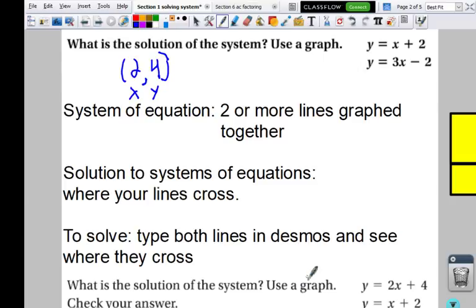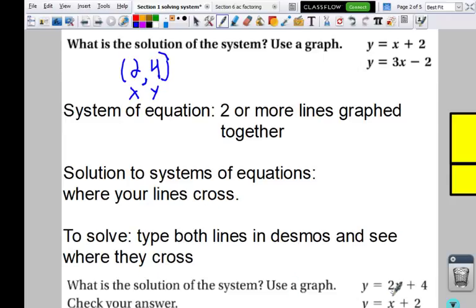So that's what makes systems of equations special. Whenever you plug in the same x, you get the same y. It makes them the same. And there's only one place at 2, 4. But we're only going to do this by graphing for right now, which will make it easy. So let's do another one real quick.